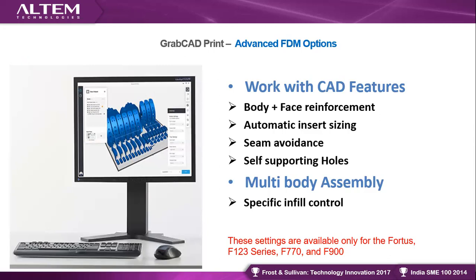You can even print in a single model. You can choose exactly in which area you want the sparse, which area exactly you need the sparse, or the complete solid. All those things you can choose in a single model as well. So without affecting the strength of your model, you can save the material, right? That is the importance of advanced FDM.